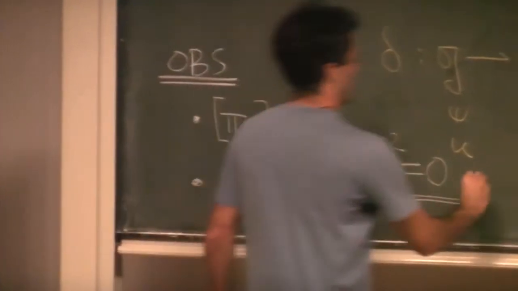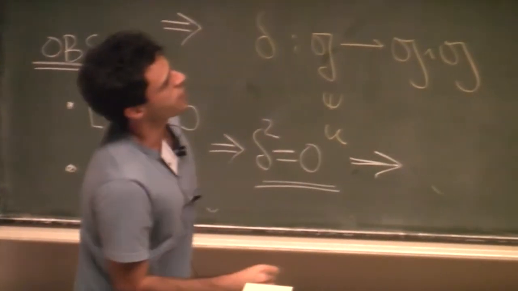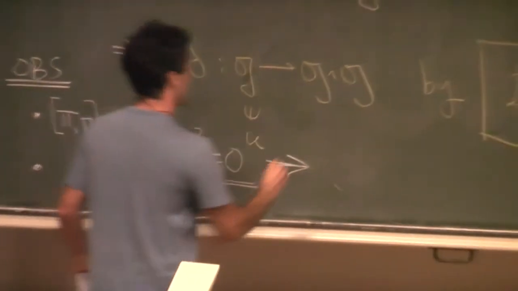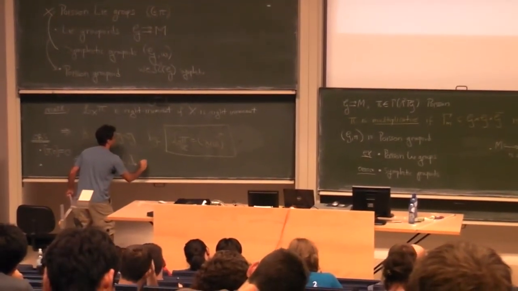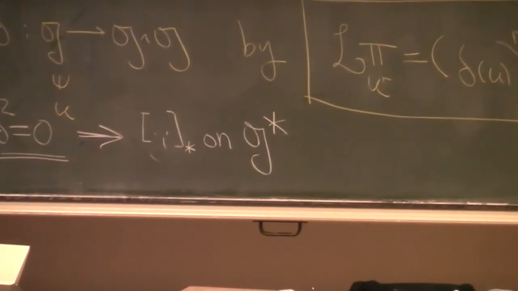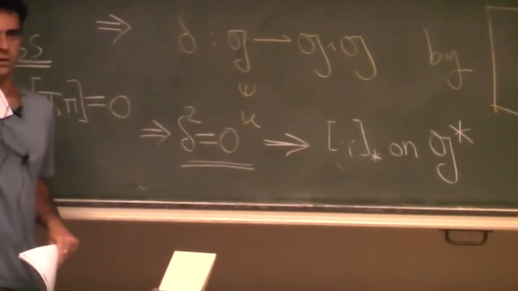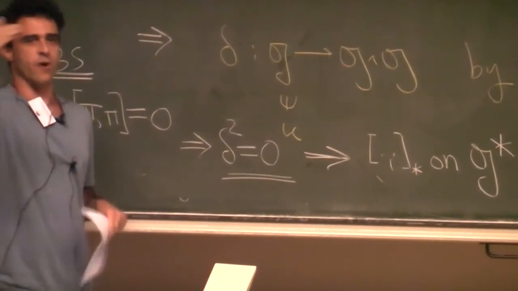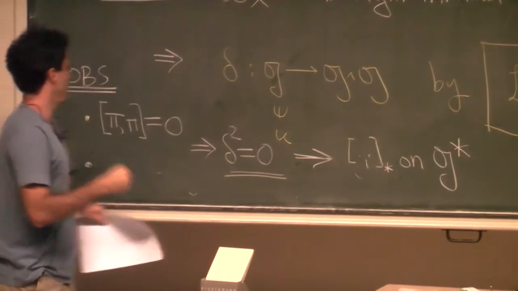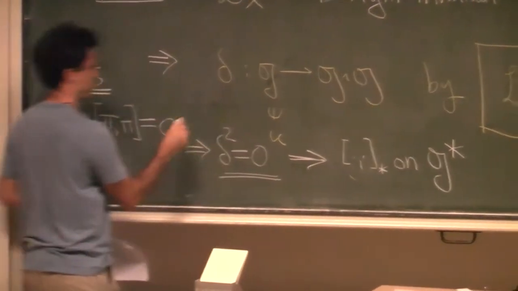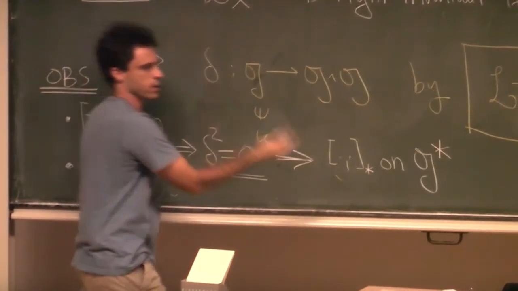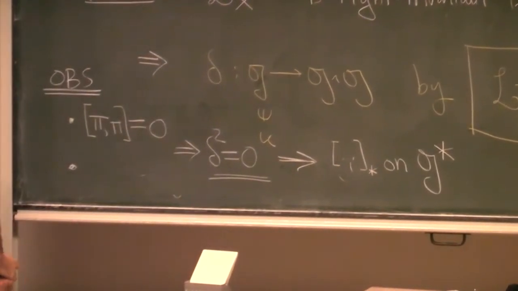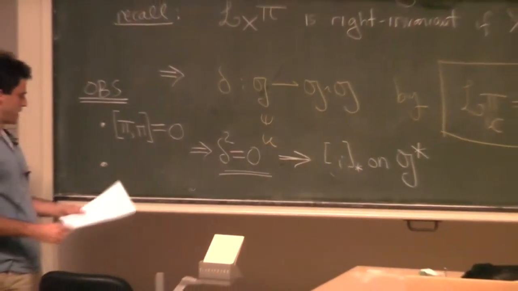And therefore, by one of the characterizations there, by the second one, this gives me a Lie bracket on G star. So remember, whenever you have this differential on the dual, this is the same as a Lie bracket on the space. So here you have a differential on exterior powers of G, therefore you get a Lie bracket on G star. Right, so that's one thing.